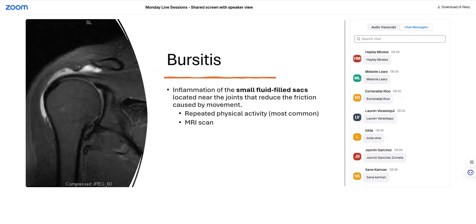Bursitis, that's the inflammation of fluid-filled sacs near the joints that reduce friction caused by the movement. This is usually caused from repeated physical activity. So like someone who plays tennis every day. And you can see this clearly with an MRI scan with contrast. Any scans like that, those kind of scans for bursitis in the elbow, shoulder, knee.